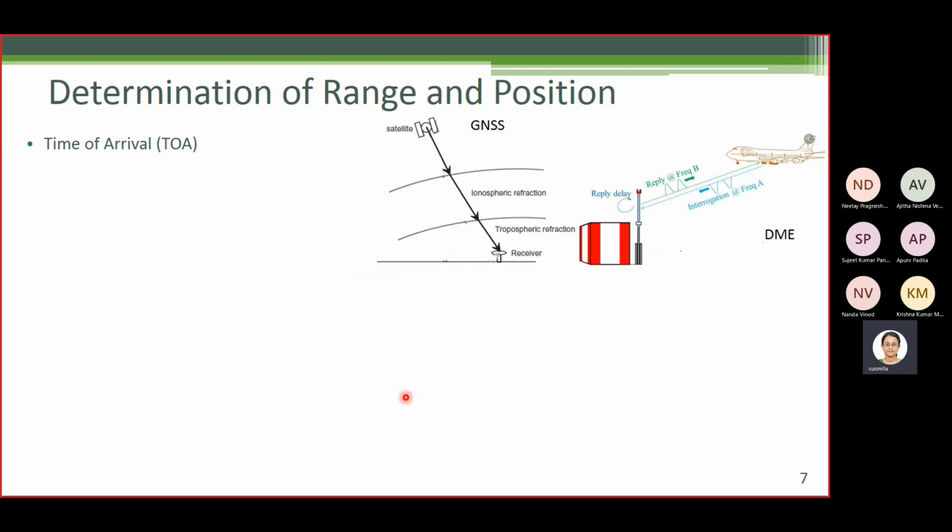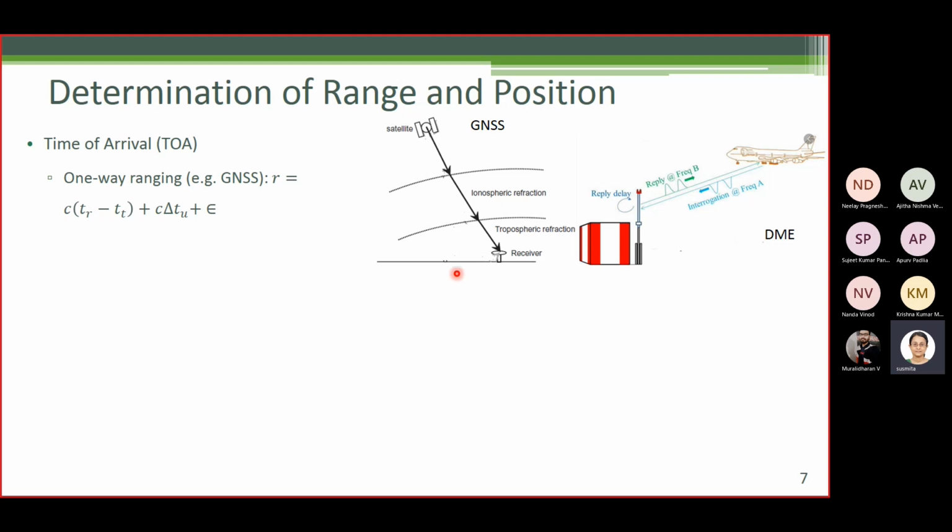Some example. The first method is called time of arrival. This is used in GNSS. So GNSS is a position fixing system. Okay. Now, in this case, there is a receiver on board the user vehicle. The user will have the receiver which receives signals from satellites. It is a passive system because it does not send signals to satellites. It can only receive signals from the satellite. Okay, so signal travels only from the satellite to the receiver, which is called one-way ranging.